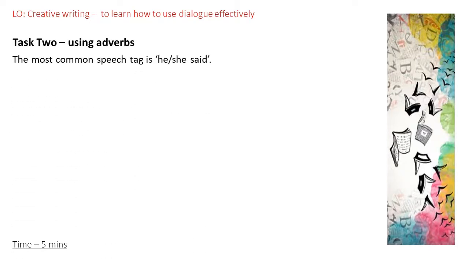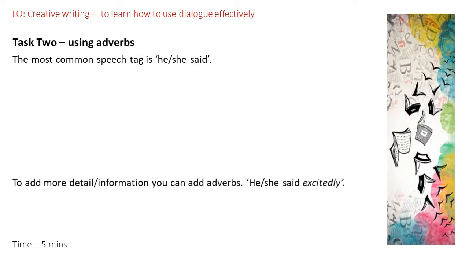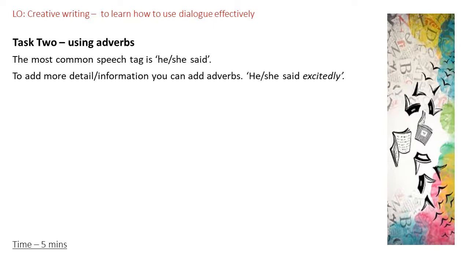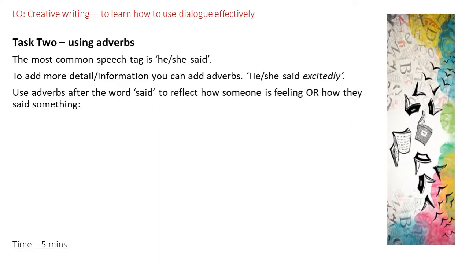Okay, so task 2 is using adverbs. So as you know, a verb is a describing word, and an adverb is a word that describes the verb. So the most common speech tag, an indicator of speech, is he or she said. To add more detail or information, you can add adverbs. So said is the verb, it's the doing word, and then the word describing how the speech is being said, in this situation is excitedly. He or she said excitedly.